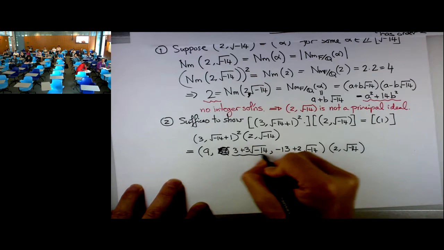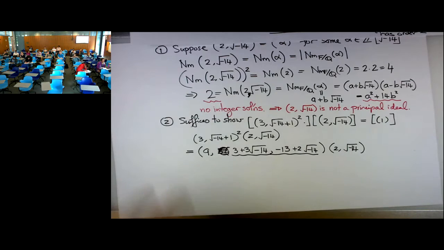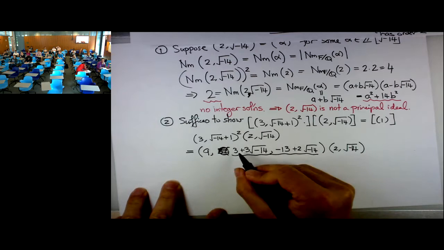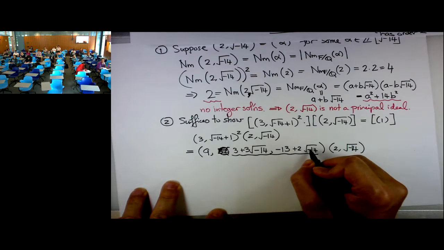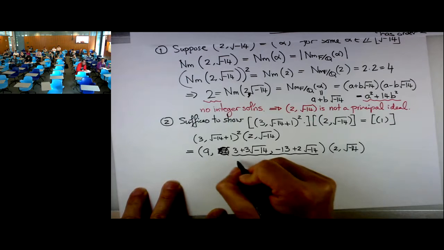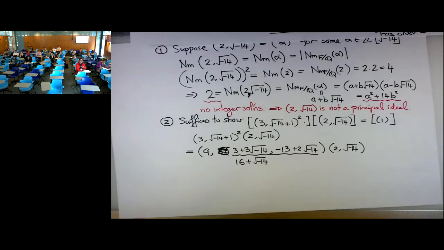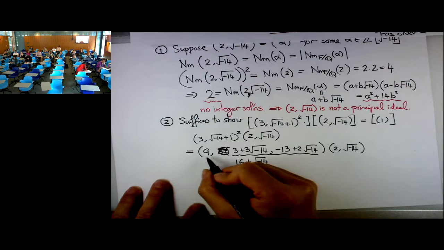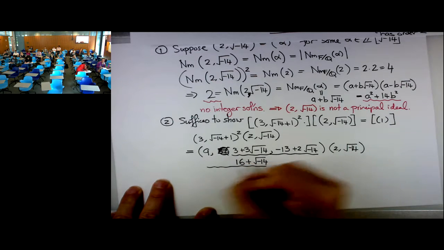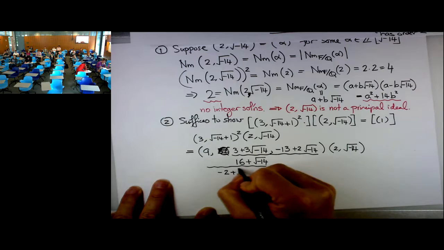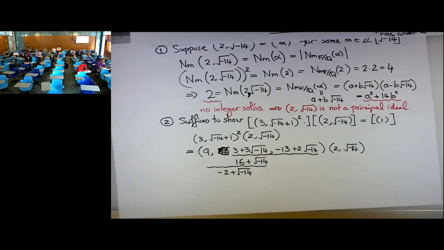When you have two elements in the ideal, you can take their difference as you wish. So let me subtract the third one from the second one. I get 16 plus root of negative 14 in there. And now, when I have 9 in this, I can probably get negative 2. Basically the idea is you want to get some number that looks smaller, that has a better chance to be the generator.